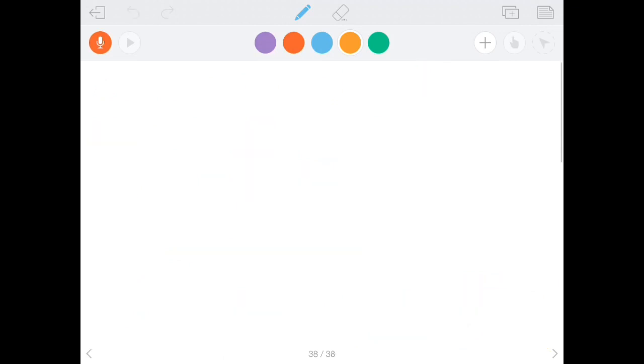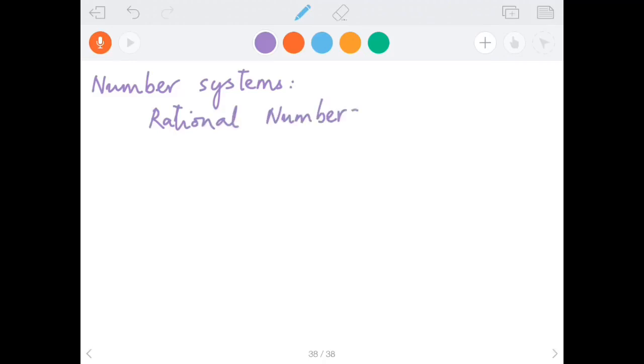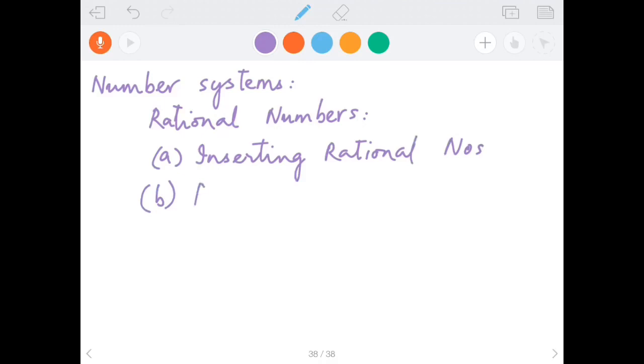Alright, so this covers a large part of your chapter, and we've already covered rational numbers. So we're just going to summarize what we have covered so far before we end this part of the module. We've understood what rational numbers are, and under rational numbers, the first thing we spoke about was inserting rational numbers between any 2 rational numbers. At any point in time, if you have a doubt, you can always go back and go through it once more. The second part of it was representing rational numbers, and you guessed it right, it was representing rational numbers on a number line.